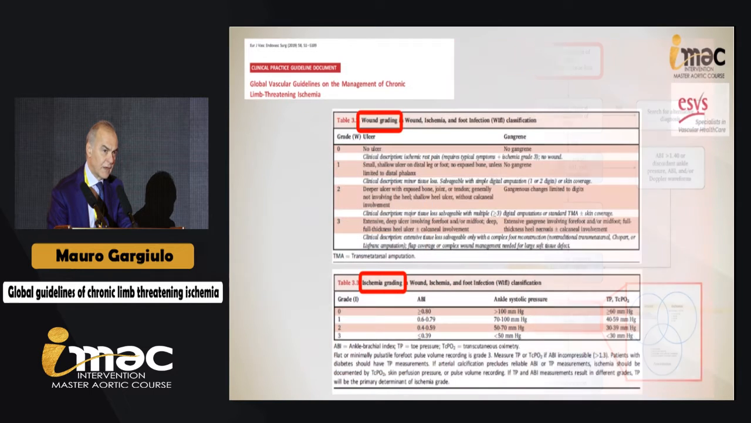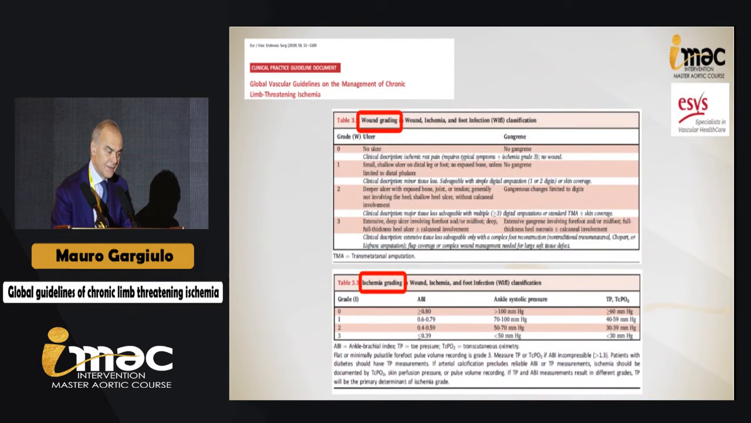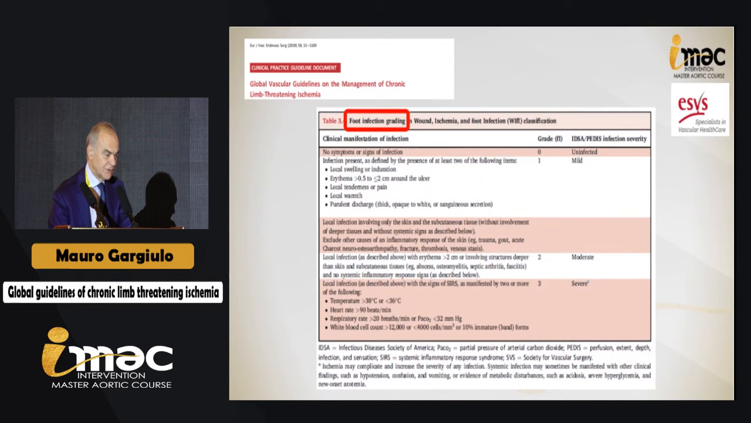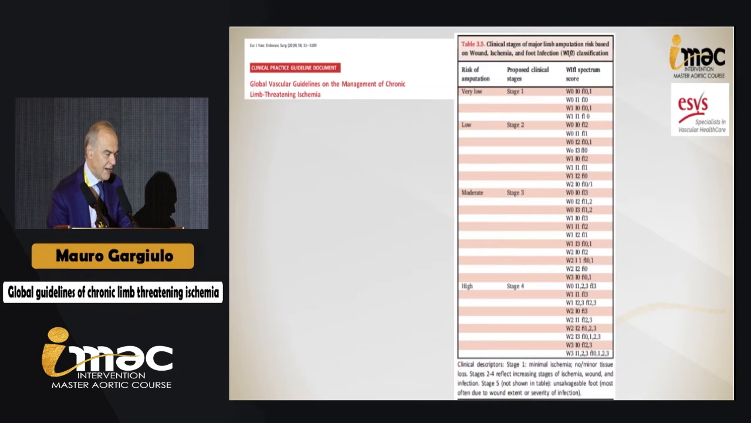With this classification, you know that we can grade the wound quality, the ischemia quality, and we can define even the foot infection. We can grade these 3 variables in 4 different grades between 0 and 3. When we put together these 3 variables, we can define the risk of major amputation in these patients, which could be very low, moderate, or high, and then we can stage the WIfI classification from stage 1 to stage 4.